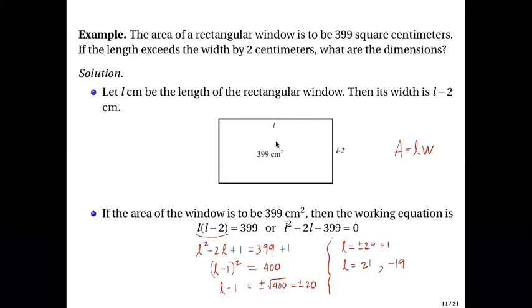But notice we are talking about length. It's a distance. It's positive. This is negative 19. So we take L equals 21. And the width, this is L minus 2, which is equal to 19. Okay? And then you just give the conclusion. The length is 21 and the width is 19.